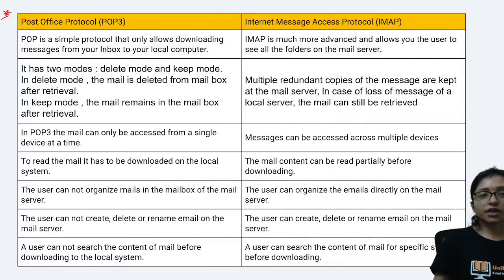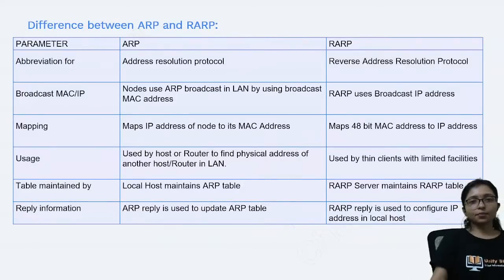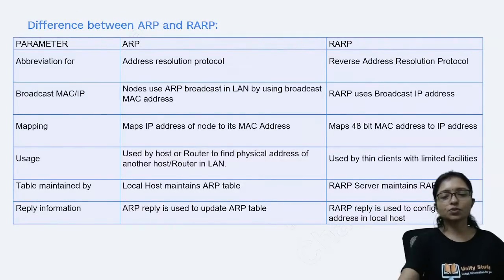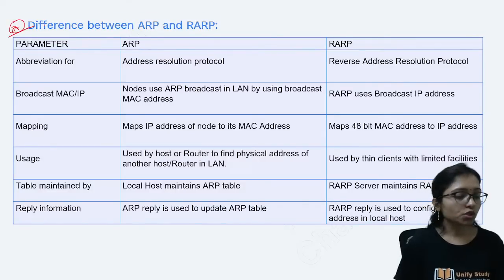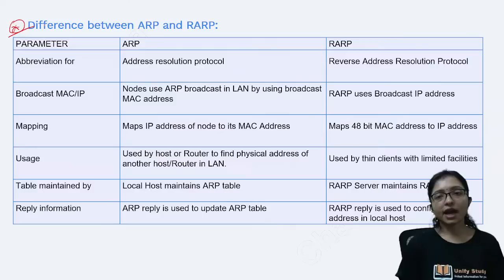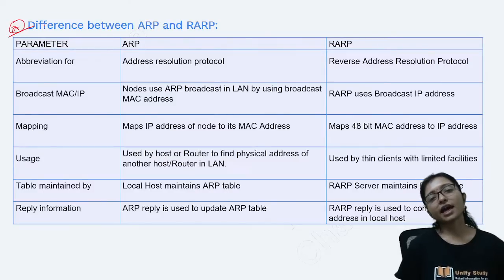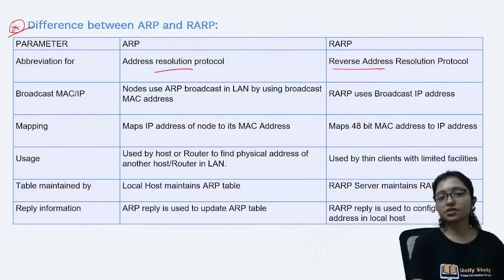Okay, so here is the difference between Telnet and IMAP, and here is another protocol difference, ARP and RARP. This is also something where questions come most of the time. ARP is Address Resolution Protocol, RARP is Reverse Address Resolution Protocol.